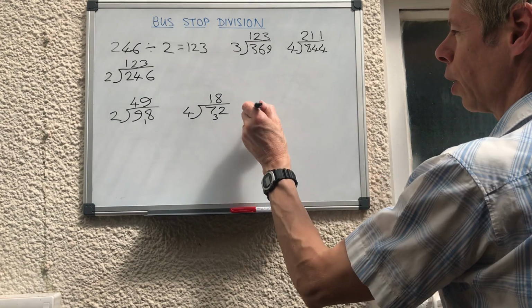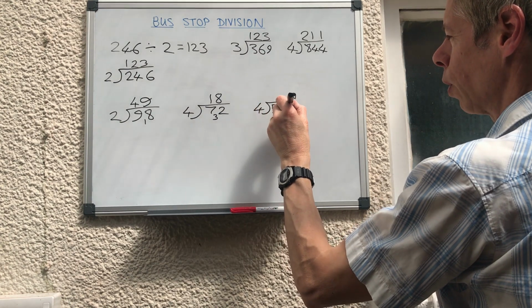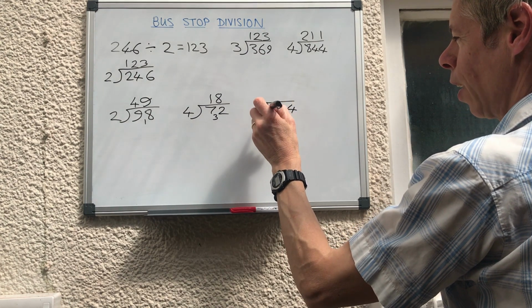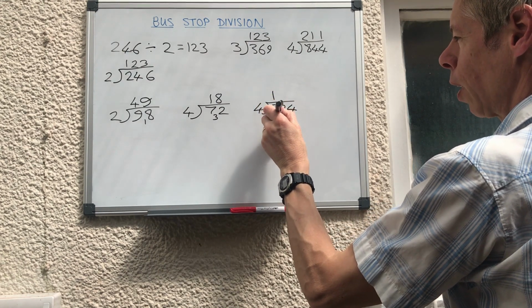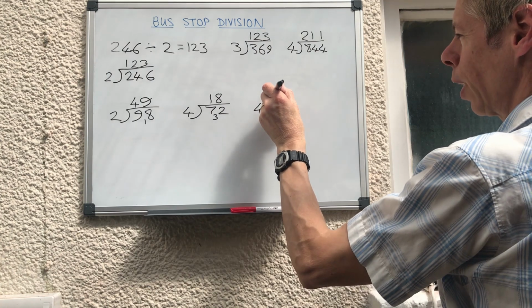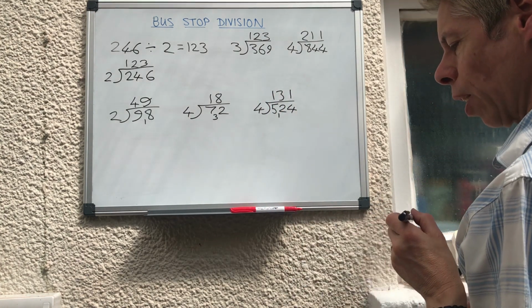So our next question is how many 4's into 524. So that's quite a bit harder to do in your head. So 4's into 5 is 1, 1 left over. 4's into 12 is 3, and 4's into 4 is 1.